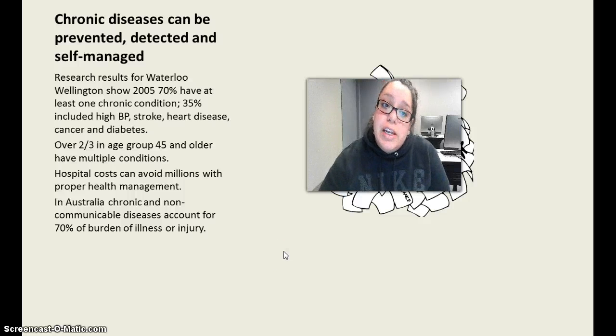Chronic diseases can be prevented, detected, and self-managed. Research shows in Waterloo Wellington in 2005 that 70% have at least one chronic condition. 35% of the 70 included high blood pressure, stroke, heart disease, cancer, diabetes. And over two-thirds of the population in the age group of 45 and older have multiple of these conditions. Hospital costs can be avoided by millions with proper healthcare management. And in Australia, chronic and non-communicable diseases accounted for 70% of people's illness or injury.